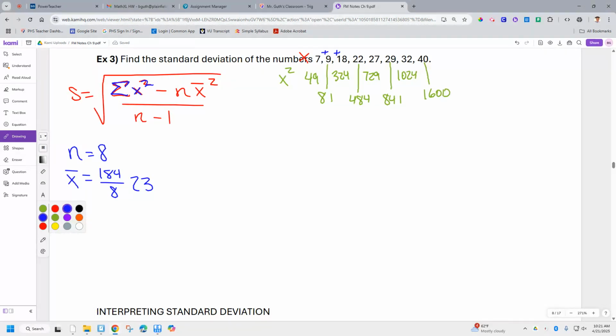So for this formula to work, you're going to need to find the sum of all of those x squared values, 49 plus 81 plus 324 plus. So I've got to add all those numbers together. You guys understand that? That's what I'm doing. Once I added all those numbers together, I got 5132. So at that point, I can start plugging into my equation.